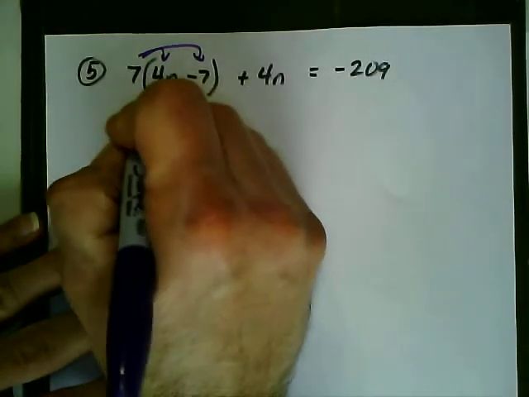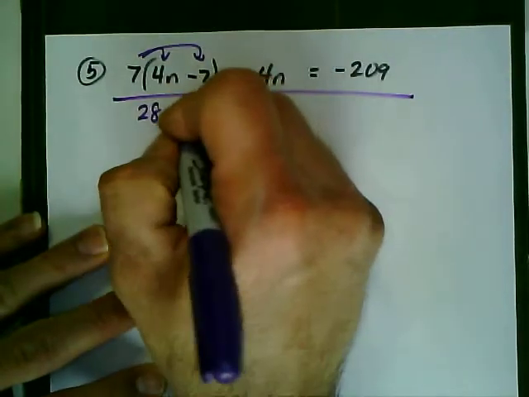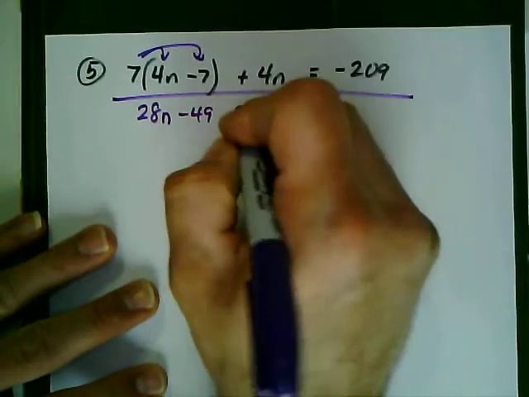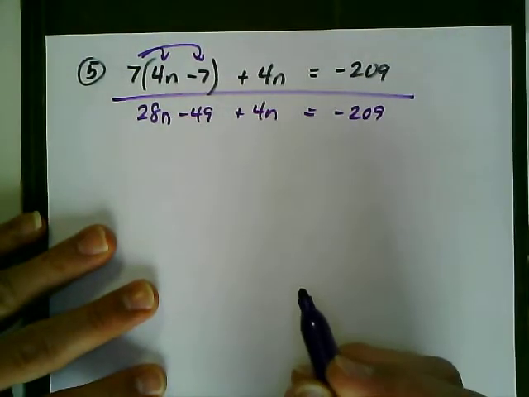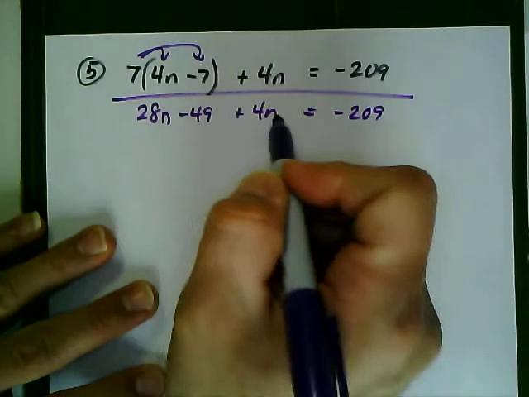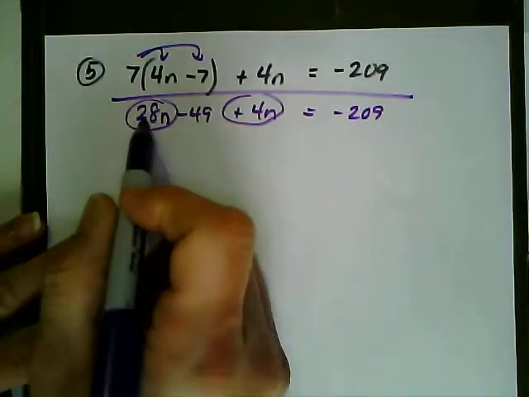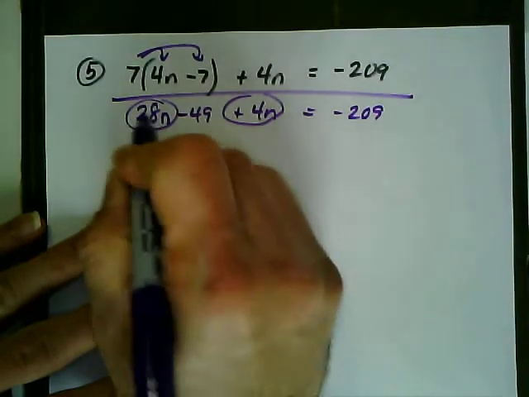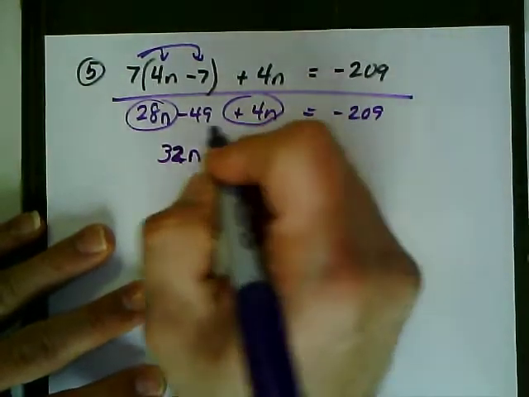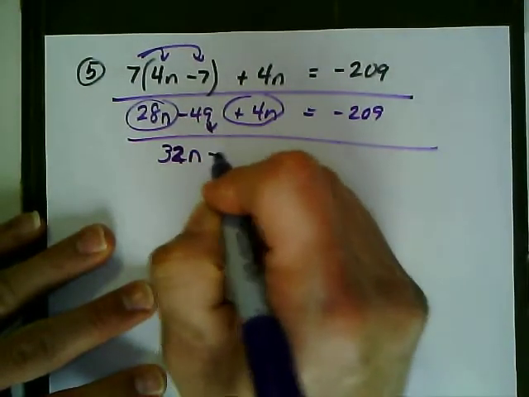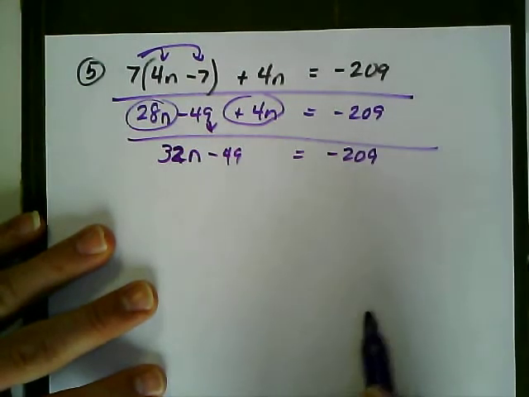7 times 4, 28n. 7 times negative 7, negative 49. And bring everything else down because we didn't use it. Combine like terms, n and n, so those are your like terms. Notice that I take the plus with it. So 28 and 4 is 32n. What are we going to bring down? That minus 49, that equals that negative 209 comes down.